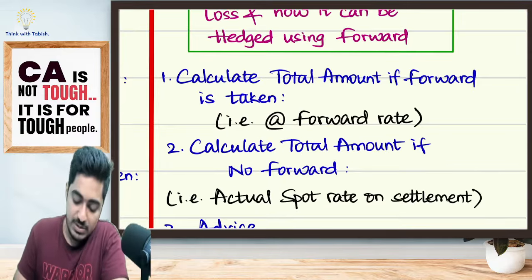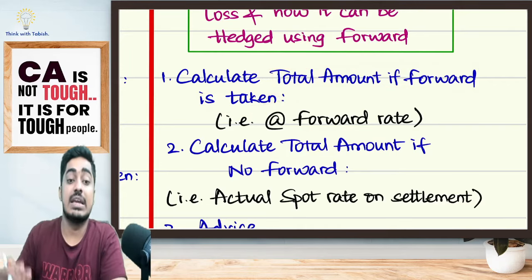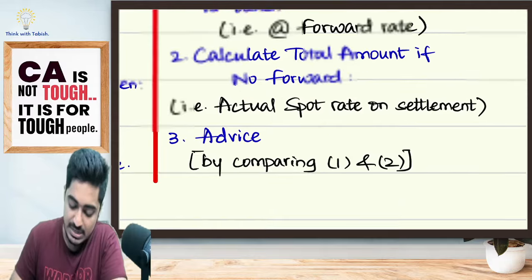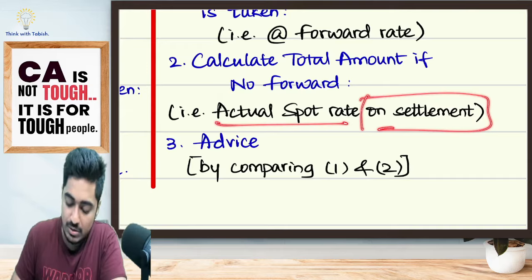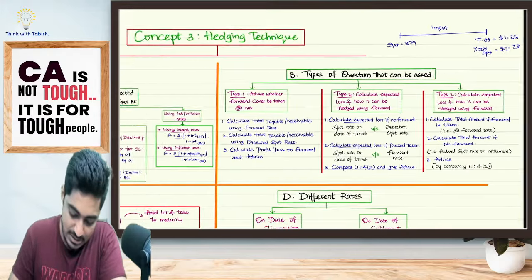Is this clear? So first I will see total amount if forward is entered, that is using forward rate. Second I will tell, actually if forward is not entered, how much I'll have to pay. That is using actual spot rate on date of settlement. I'll compare the two and be taking my decisions. Is this clear, everyone? Okay sir.